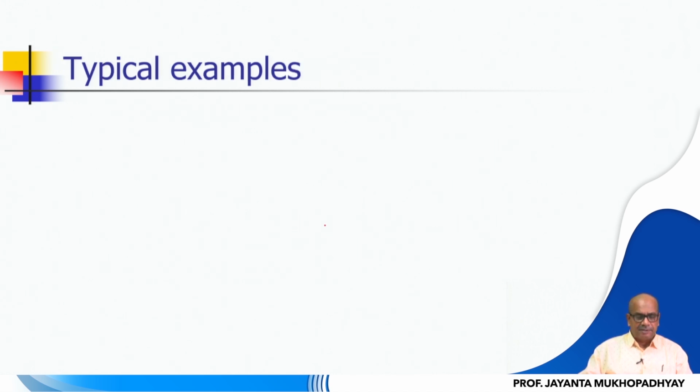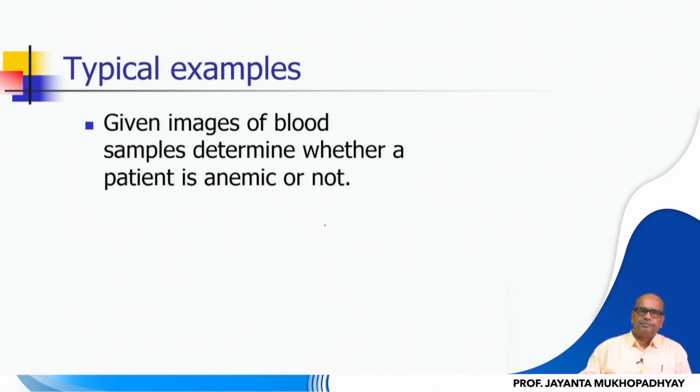So, typical examples of this problem. Suppose I give you images of a blood sample, and you determine whether a patient is anemic or not. We have to determine whether the patient is suffering from the disease anemia, which means their hemoglobin is less than the desired amount. What we have here is the image of the blood sample. It's basically a drop of blood on a tissue paper which has been collected, and then we have taken the image of it.